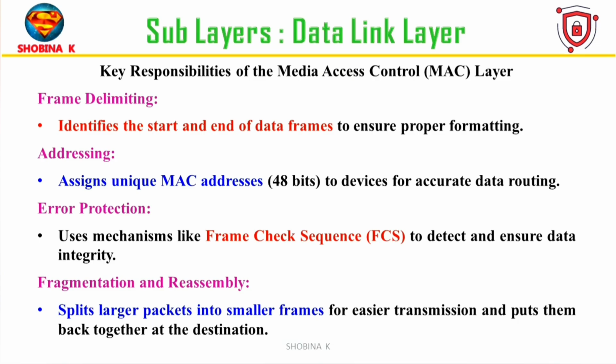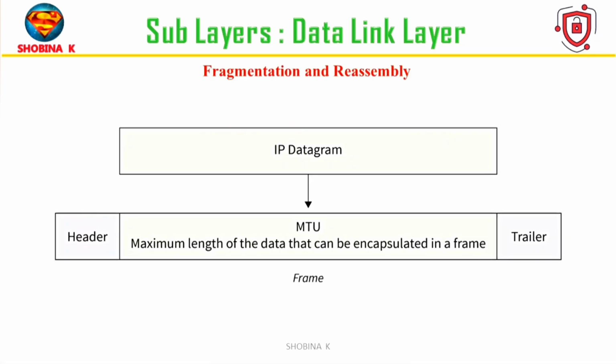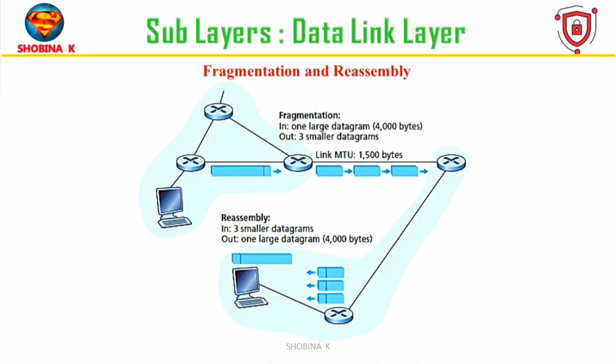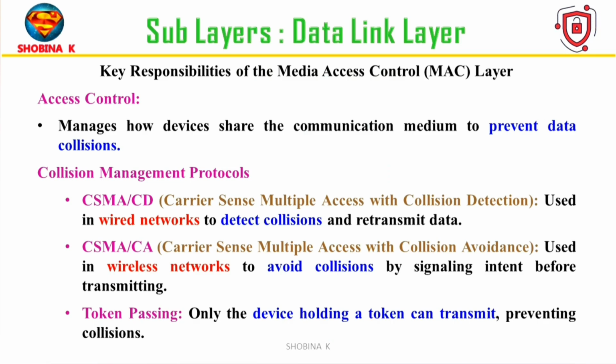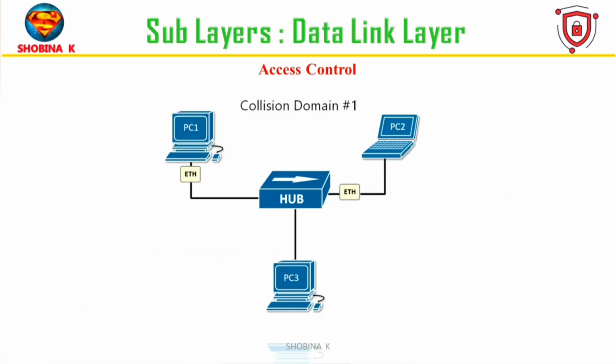Next, fragmentation and reassembly. MAC layer splits larger packets into smaller frames for easy transmission and puts them back together at the destination. Next, access control. The MAC layer manages how multiple devices share the communication medium to prevent collisions. Collision management protocols are used to handle or avoid data collisions in network communication.